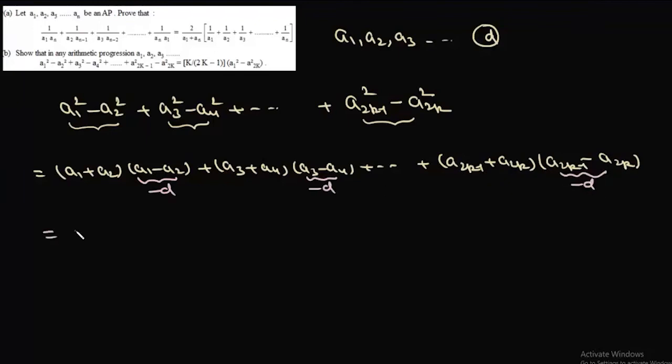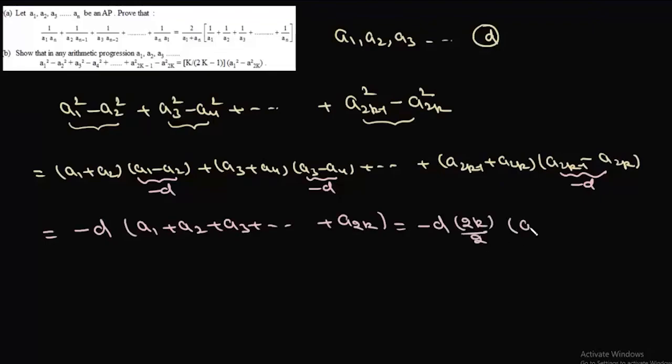So we'll take this minus D common, and then we'll have A1 plus A2 plus A3 plus A4 up to A2k, which is the sum of first 2k terms of an AP. Now this is minus D, and this is n by 2, so it will be 2k by 2 and a plus l, which is a1 plus a2k. Now this 2 and 2 will cancel. So it is equal to minus d into k, this is a1 plus a2k.